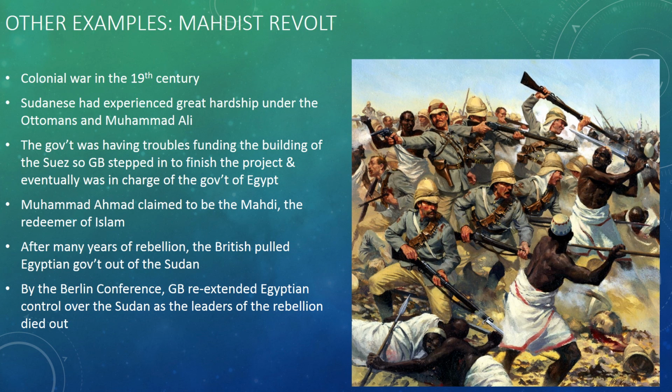One of the leaders here of this group, known as Muhammad Ahmad, claims to be one of the redeemers of Islam, a Mahdi, and so he will actually organize people and troops to carry out a rebellion. After many, many years, the British finally pull the Egyptian government out of the Sudan, trying to avoid conflict, and this is only strengthened as far as their resolve when the Berlin Conference rolls around in 1885. Great Britain will re-extend control from the Sudan, with Egypt, and they will snuff out and kind of outlast the dying out members of this rebellion.